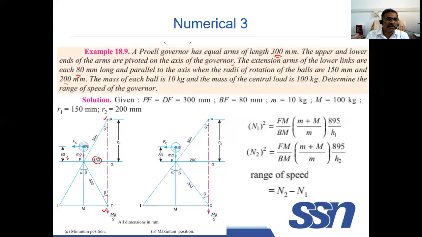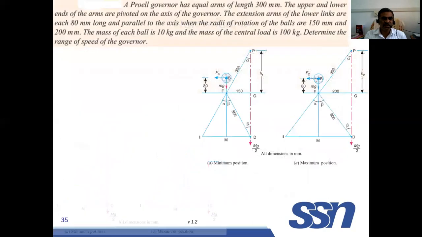and 200 millimeters, so there are two extreme radii. At the minimum speed it is 150 millimeters, and at the maximum speed it is 200 millimeters. The mass of each ball is 10 kg. The mass of the central load, the sleeve mass, is 100 kg. Determine the range of speed. This is the given problem.